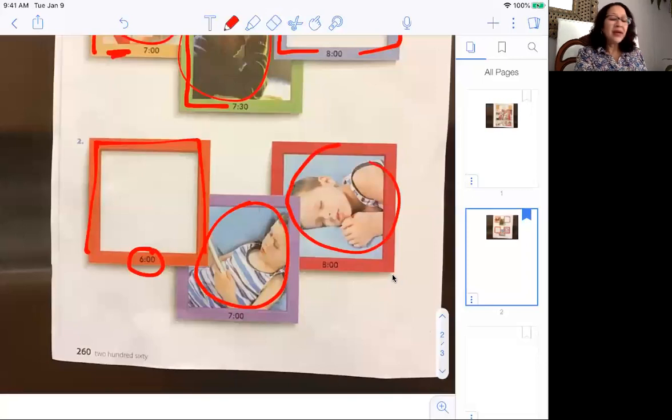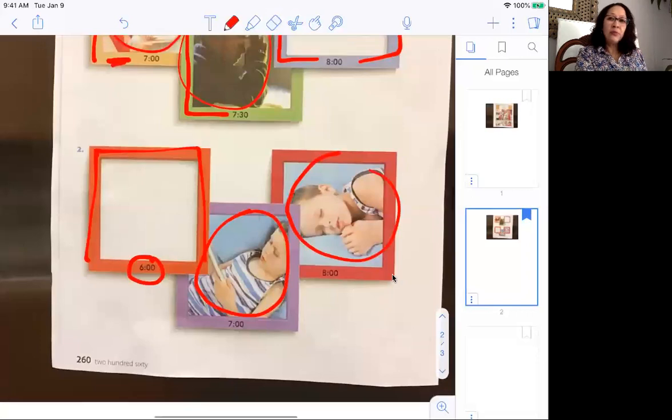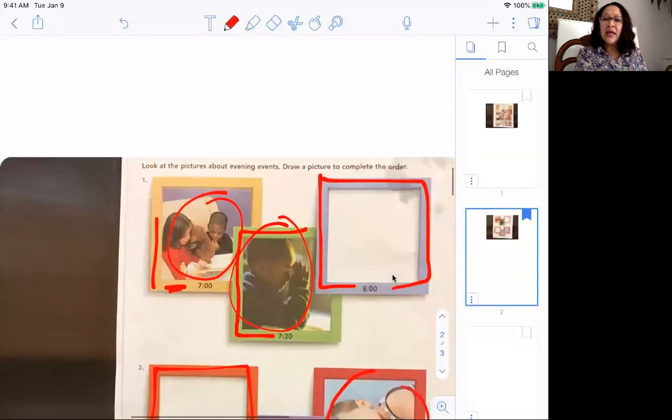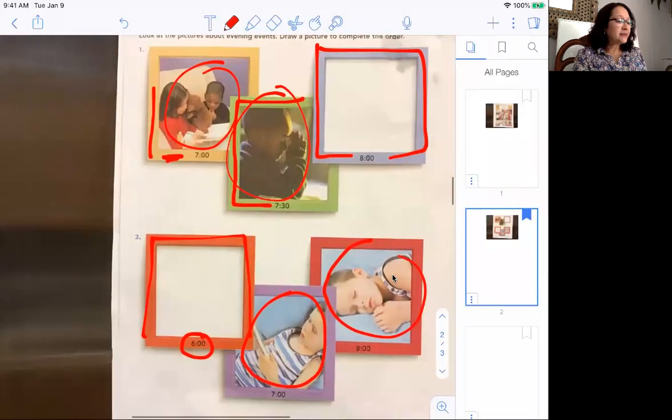Like I said, and I always tell you the same thing, just do your best. It doesn't have to be a perfect picture. Remember, I always say, I don't want a perfect picture. Don't get frustrated. Just draw the best that you can. All right, boys and girls? All right. So I hope you enjoyed the lesson on the order of events.